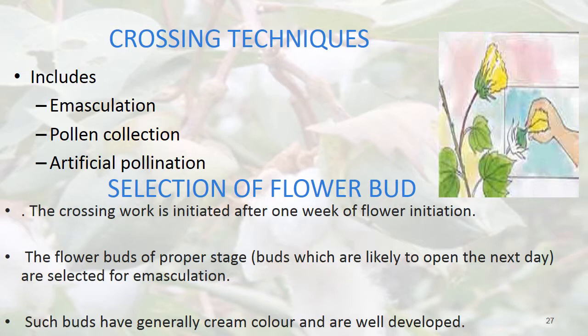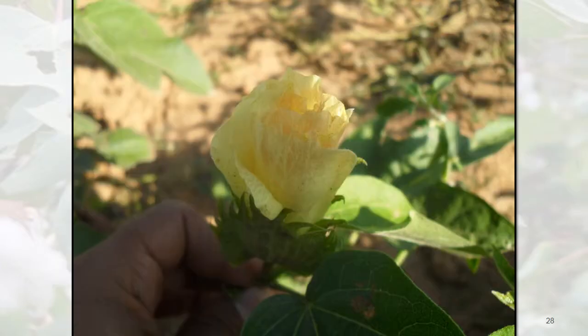Crossing techniques include emasculation, pollen collection and artificial pollination. The first step is selection of flower bud. The crossing work is initiated after 1 week of flower initiation. The flower buds of proper stage, that is buds which are likely to open on the next day, are selected for emasculation. Such buds have generally cream color and are well developed. This is a bud ready to be selected.